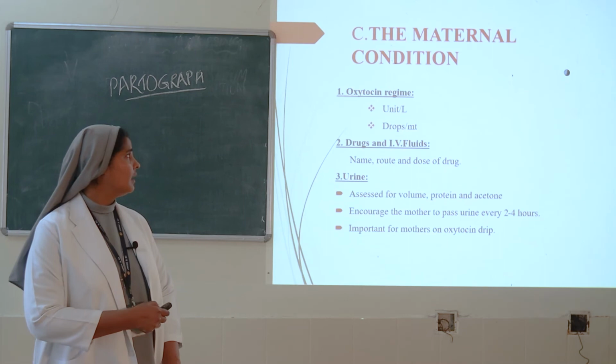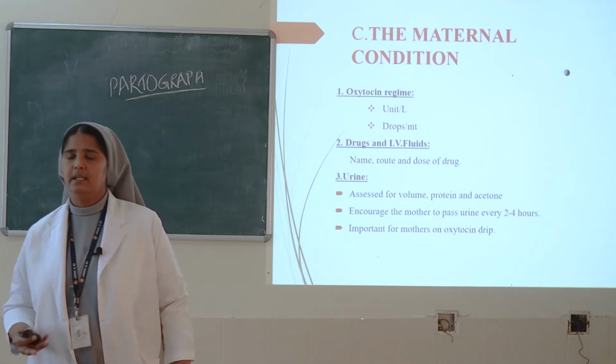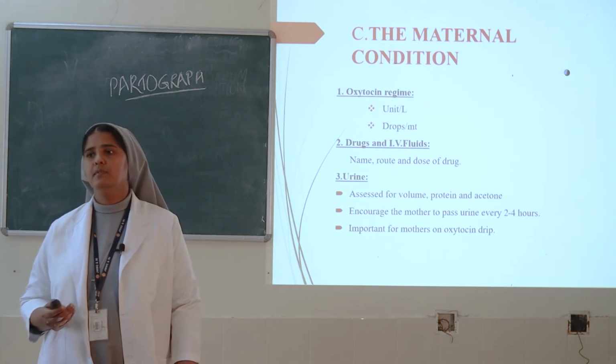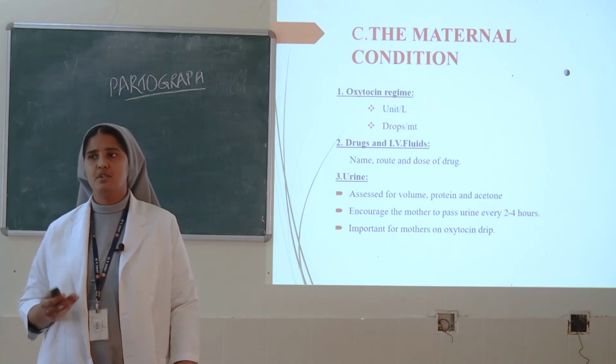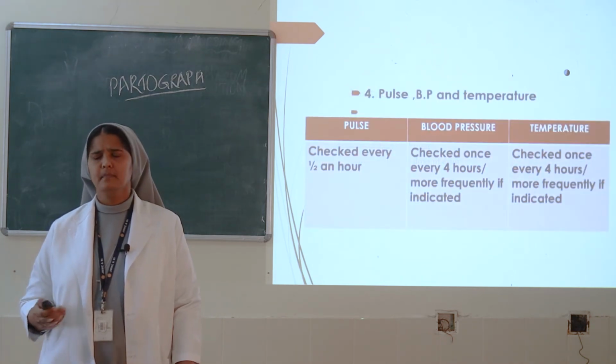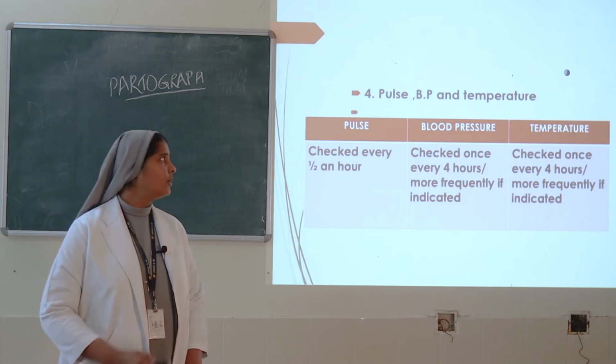So, there are oxytocin regime you should write, then the IV fluid or any injections the mother is receiving, the status of the urine, volume of the urine or acetone ketone body, then the pulse rate, BP and the temperature. So, these are the components of partograph.